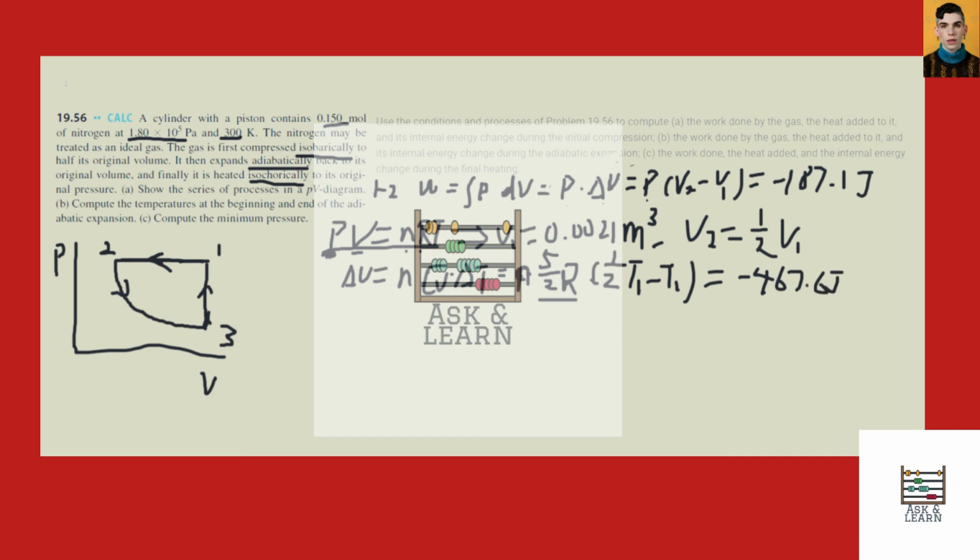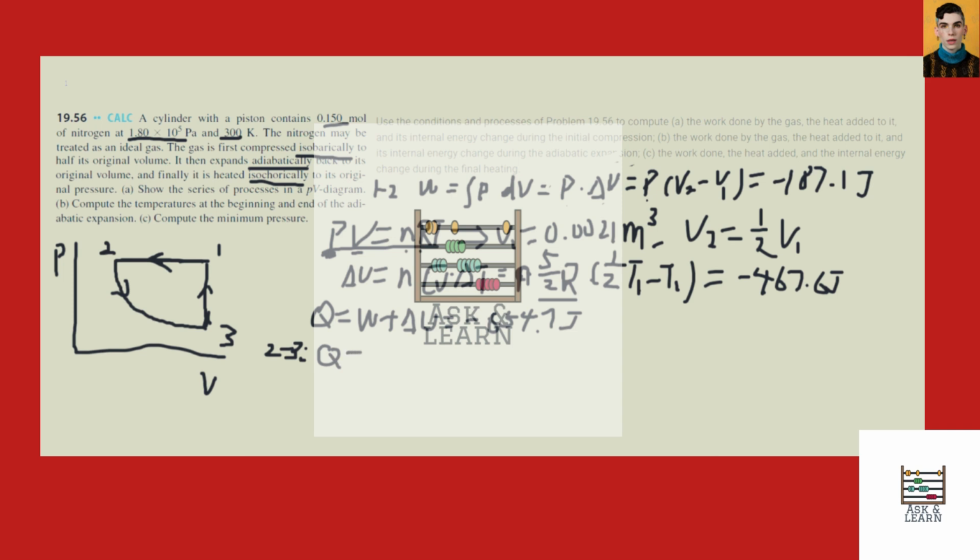joules. So Q, the heat, simply equals work plus delta U, right? And equals negative 654.7 joules. So this is for process 1 to 2. And for process 2 to 3, because this is adiabatic, that's right here, 2 to 3.